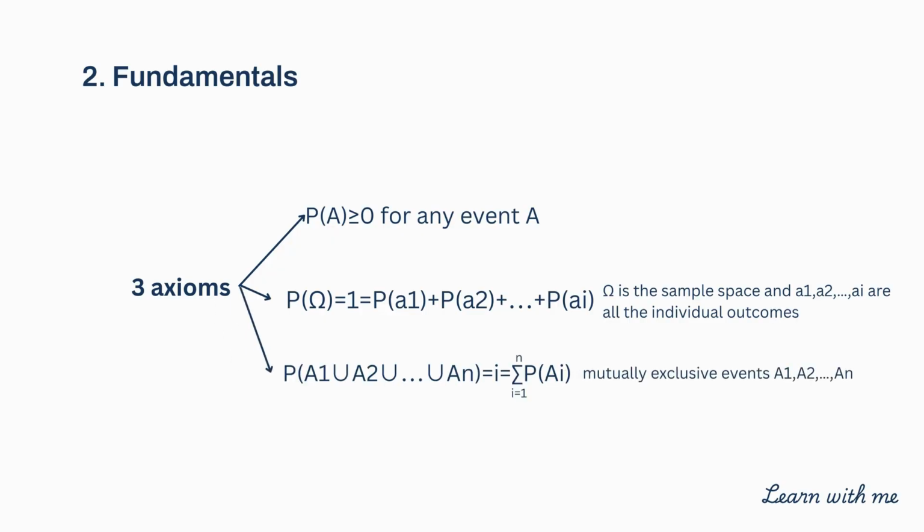And the third axiom is about mutually exclusive events. If we have a collection of events that cannot occur at the same time, then the probability of their union is simply the sum of their probabilities. Together, these three axioms form the foundation of probability theory.